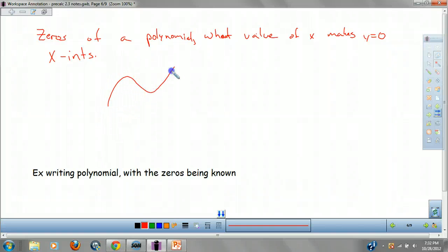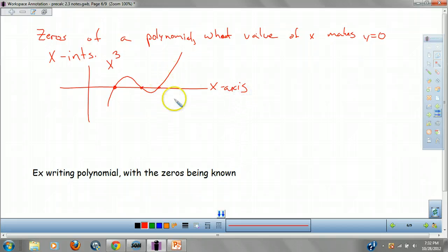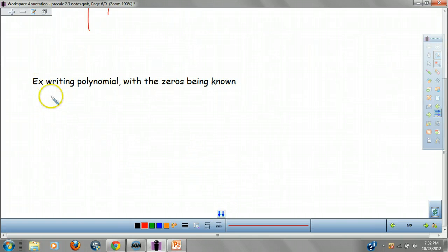So if we have this good old x cubed function, remember there's going to be at most 3 solutions. There's 1 zero, 2 zeros, 3 zeros. Where it crosses the x-axis, that's where y equals 0, and those are the zeros of the function. So keep that in the back of your head. You don't have to write it, but it's going to come up an awful lot this year, guys. So let's do an example. This is important. Definitely.